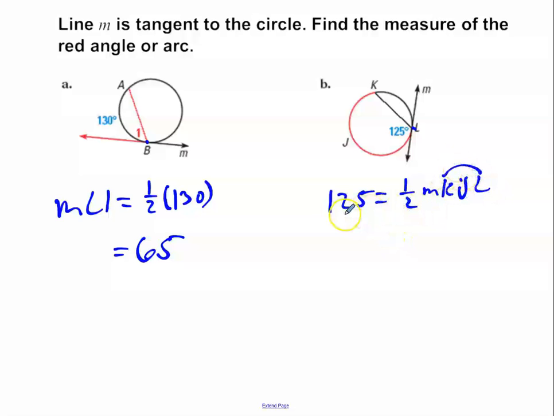And so that's the same thing as saying the angle times 2, and if you times 125 times 2, you get 250. So that's the measure of KJL.